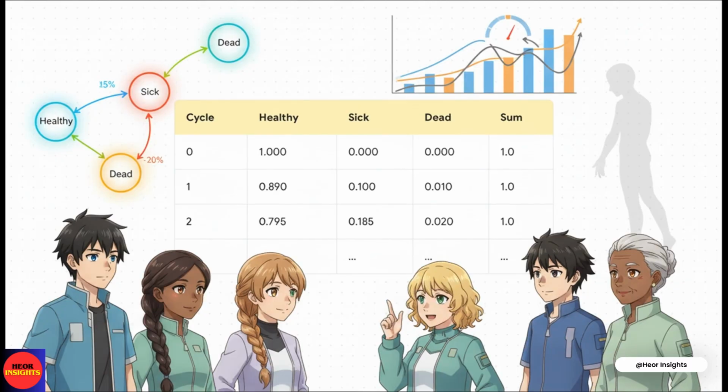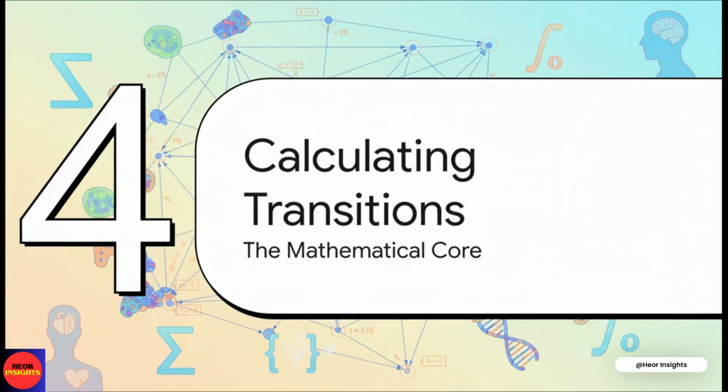It's a table, just like this one, that shows you exactly what proportion of your patient cohort is in each health state for every single cycle of the model. It gives you a really powerful, dynamic picture of how the disease progresses and how an intervention might change that progression over time. All right, let's move on to Section 4 and dig into the math a little bit.